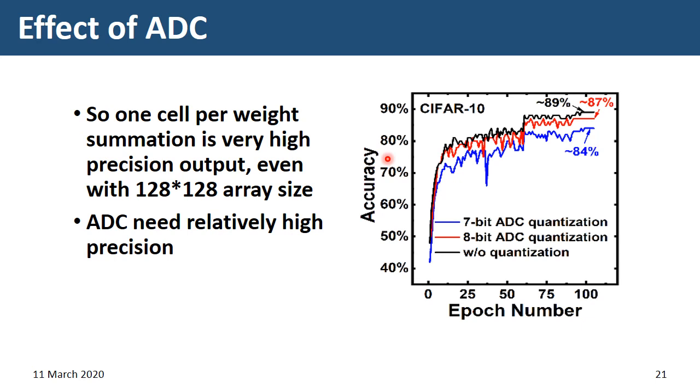Okay, the ADC quantization problem. Here we consider a 128 by 128 subarray size, and for the training, we see that we need at least a 7-bit or 8-bit ADC to approach the software baseline. This is very demanding in terms of the ADC precision. For inference of the same network, we can actually use only a 3-bit or 4-bit ADC to maintain the same accuracy. But for training, we need at least 8-bit.